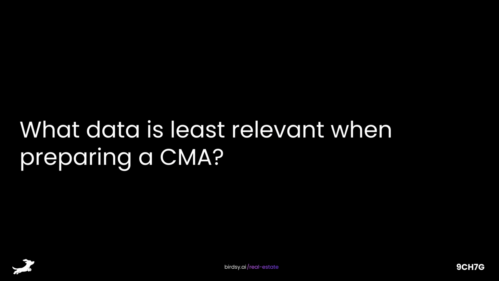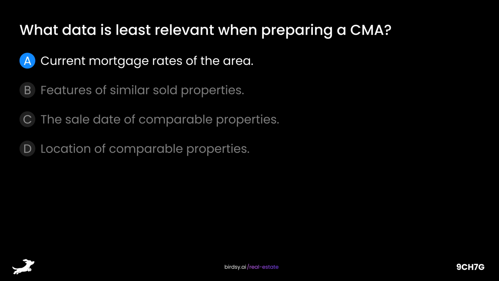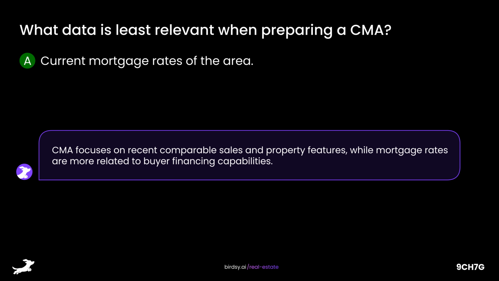What data is least relevant when preparing a CMA? Is it A, current mortgage rates of the area, B, features of similar sold properties, C, the sale date of comparable properties, or D, location of comparable properties? The answer is A, current mortgage rates of the area. CMA focuses on recent comparable sales and property features, while mortgage rates are more related to buyer financing capabilities.